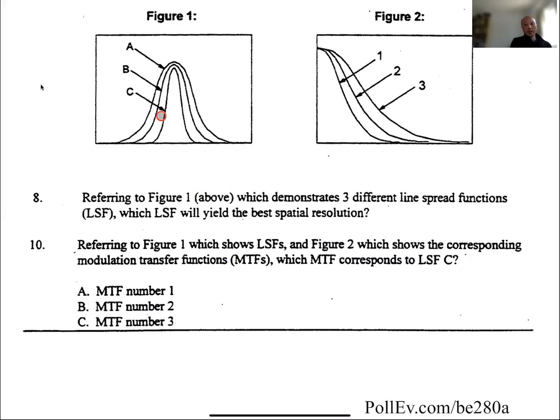Okay, good. Of the two of you who responded, there is one vote for A and two votes for C. In general, the best resolution is the narrowest spread function, right? So that would be C. If you're looking for the best spatial resolution, you're always looking for that which is narrowest. In the ideal case, it's going to be your delta function, which is infinitesimally narrow. So think about resolution as always, in the spatial domain, it's whatever is the narrowest. Okay, so we're going to end that poll.